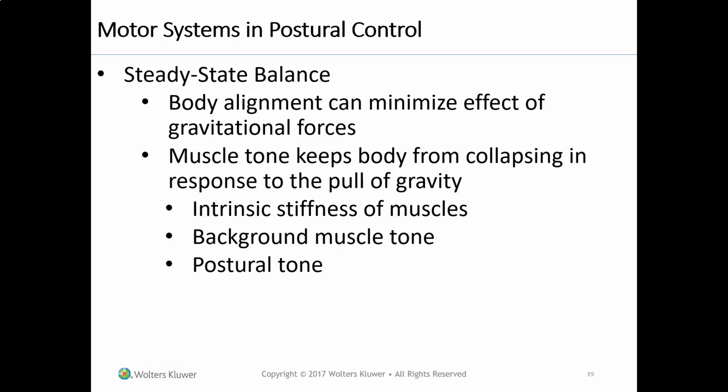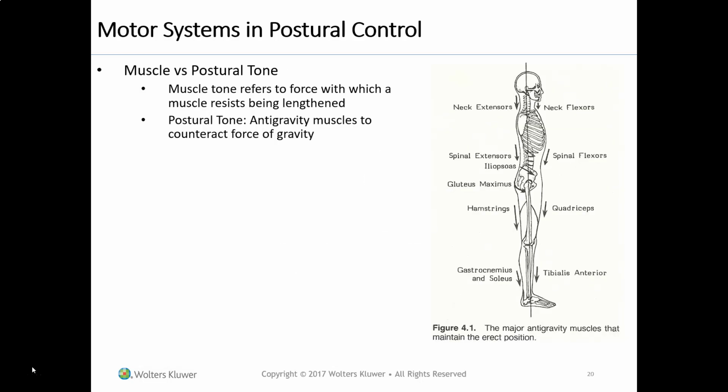Okay, so body alignment can minimize effective gravitational forces. Muscle tone keeps the body from collapsing in response to the pull of gravity. You have intrinsic stiffness of muscles, background muscle tone, and postural tone. There are a lot of things that keep you upright that we don't really realize. But what's the definition of muscle tone versus postural tone? Muscle tone refers to the force with which a muscle resists being lengthened. Postural tone refers to anti-gravity muscles that counteract the force of gravity.